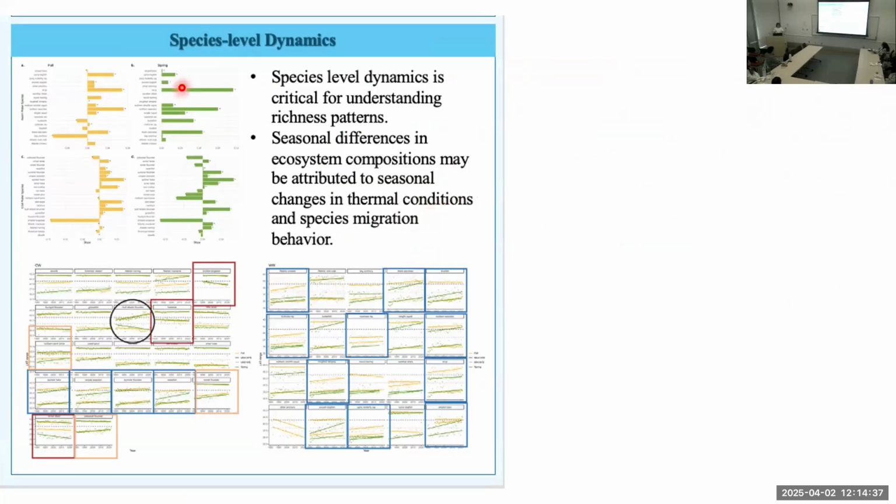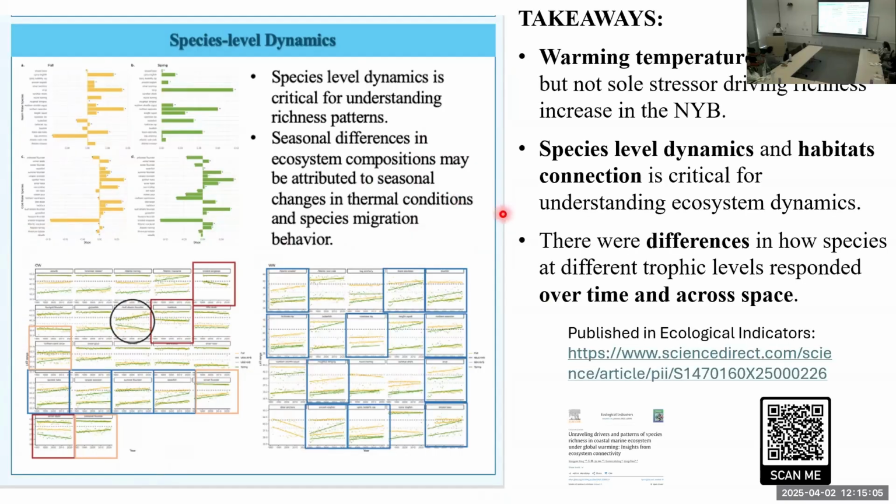We also analyzed the species level dynamics by dividing species into warm and cold water species. We noticed that for lots of warm water species, they all moved northward, expanding into New York Bight with increasing biomass. But for cold water species, there is a mix of trends. Some of the species even moved southward from the north, expanding into the New York Bight. So a lot of things going on here. But the main takeaway from the pre-analysis is that, first, warming temperature is the primary but not the sole stressor driving the richness increase in the New York Bight.